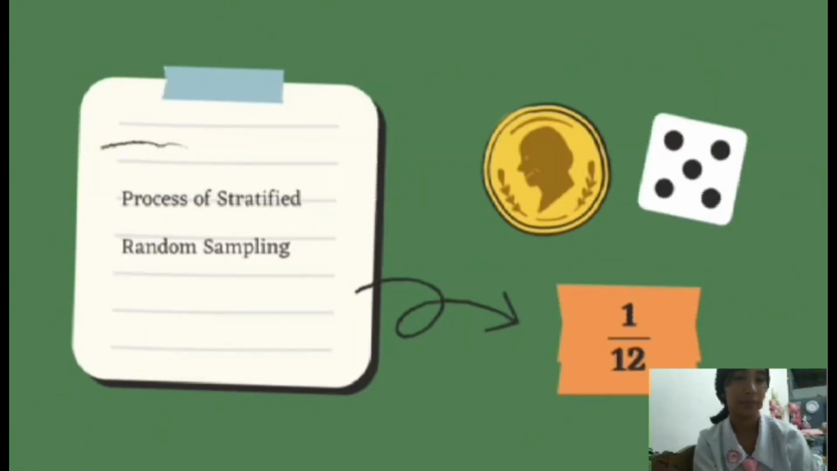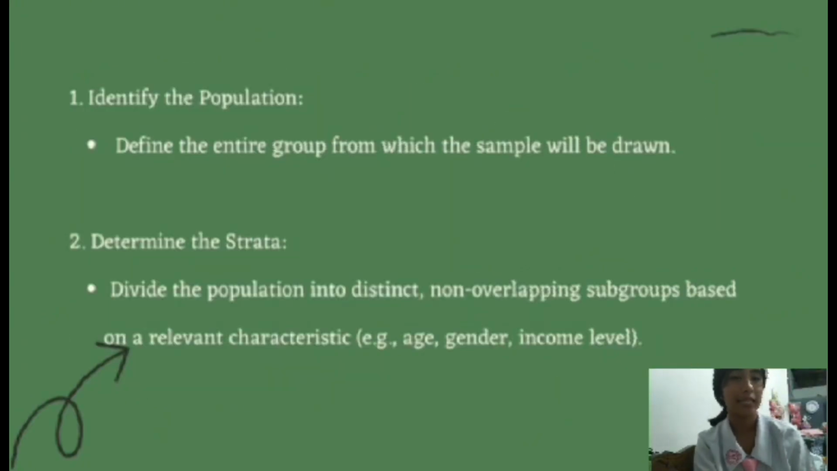Process of stratified random sampling. Number 1. Identify the population. Define the entire group from which the sample will be drawn. Number 2. Determine the strata. Divide the population into distinct, non-overlapping subgroups based on a relevant characteristic. Example, age, gender, income level.